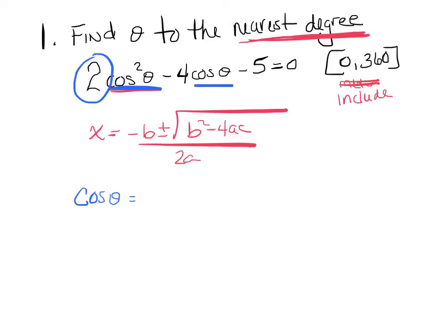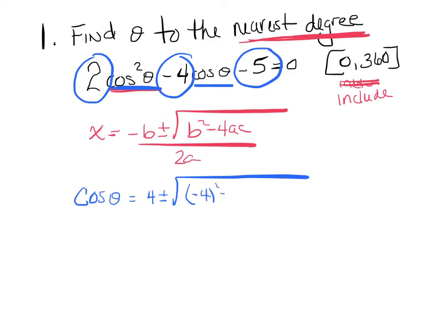Okay, here's my a, my b, and my c. So negative b is going to be positive 4 plus or minus the square root, parentheses are a must. Negative 4 squared minus 4 times 2 times negative 5, divided by 2a, you can do in your head. 2 times 2 should just be 4.